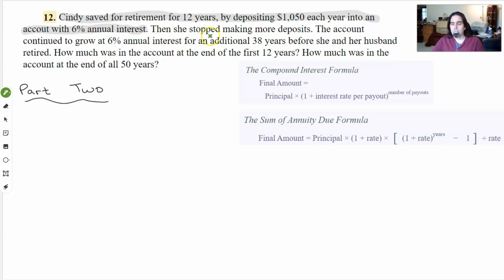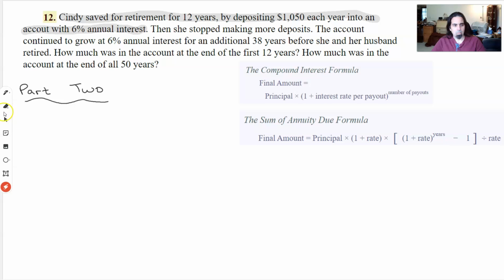Then she stopped making more deposits. She's into the world of just watching her money grow. So is this going to be compound interest or sum of annuity due? Think about that. Pause. Resume once you know. Okay, that's compound interest. She's just watching what's happening. There's no longer the repeatedness that we need for the principal for sum of annuity due. So we're in compound interest formula now.